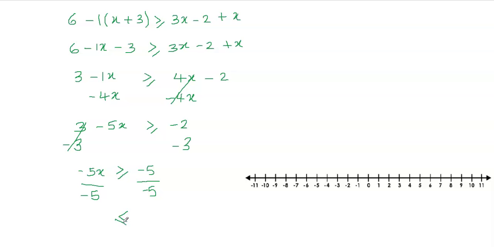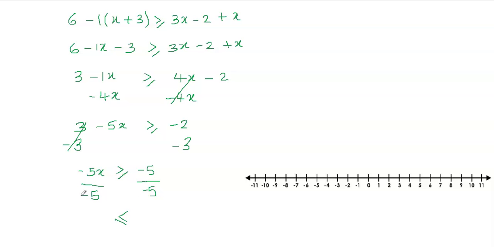You're just flipping it. And that's what you have to remember. Now, in case you divide or multiply both sides of an inequality by a positive number, you don't change the inequality. Your inequality does not change at all. It's only going to change when you divide or multiply by a negative number.